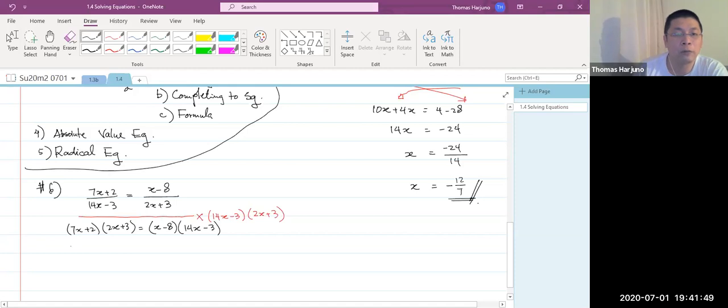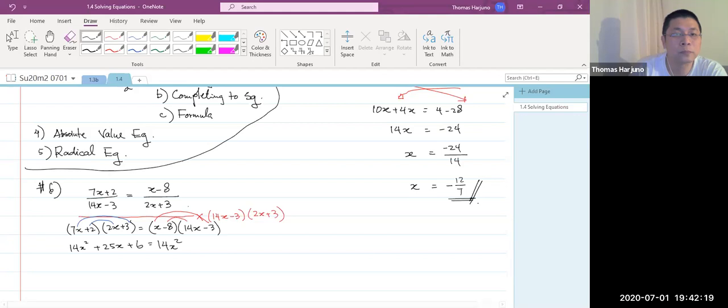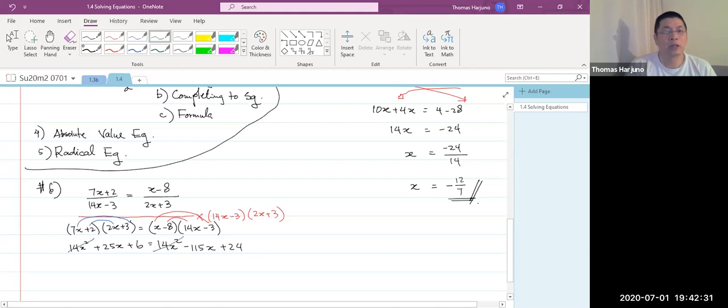Now I go on. I will FOIL this. This is 14x squared, 21 plus 4. I say 21 from here. This is 21x plus 4x. That's 25x plus 6 equals 14x squared. Later on 14x squared will cancel, huh? And then negative 3 minus 112, that's negative 115x plus 24. So 14x squared cancels. Suddenly it becomes a linear equation.